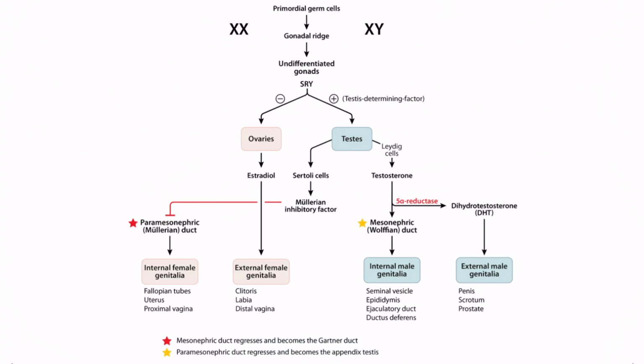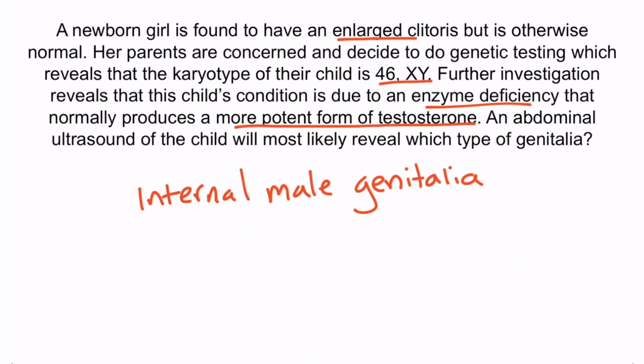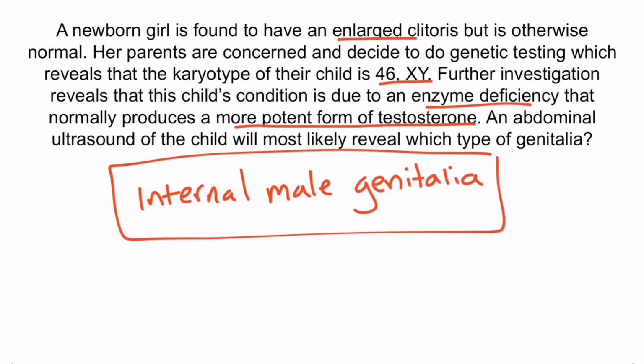From this diagram, recall that 5-alpha reductase normally converts testosterone to dihydrotestosterone, and that this is responsible for the development of the external male genitalia. Therefore, if it's deficient, then the external male genitalia will not be formed at birth. However, at puberty, testosterone levels will rise, and then they will develop. So if we go back to the question, the answer again is that the internal male genitalia will most likely be revealed on abdominal ultrasound. And with that, we've covered everything you need to know about the pathology of genital development.